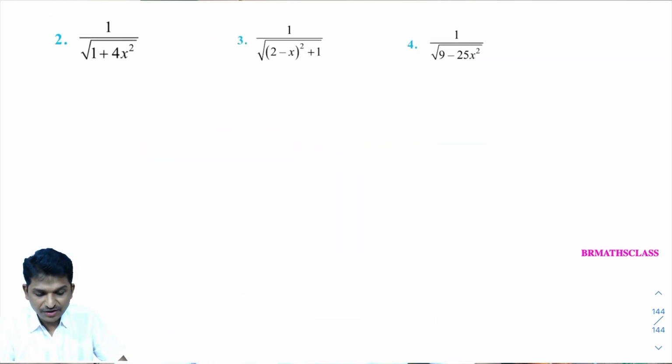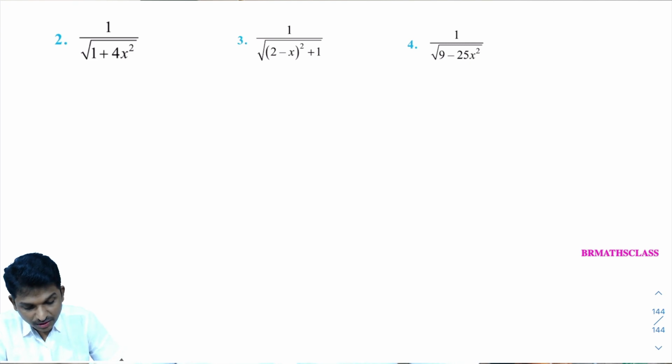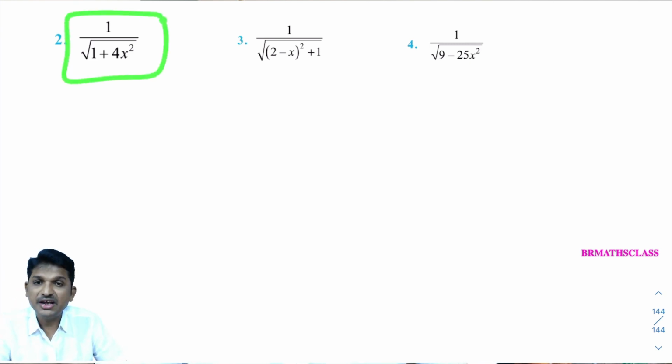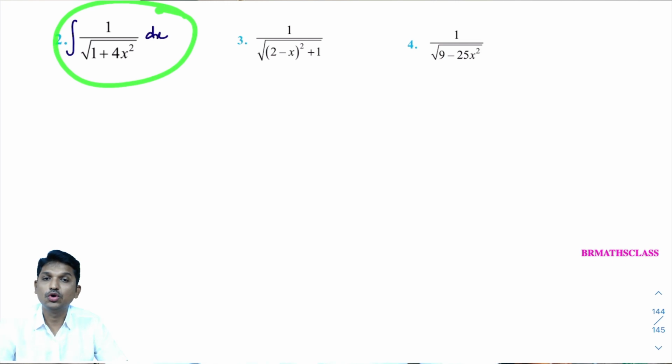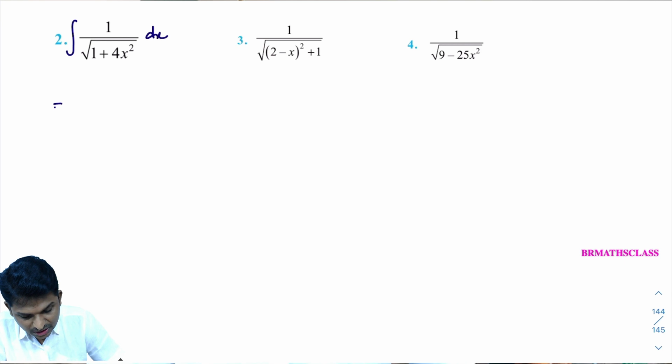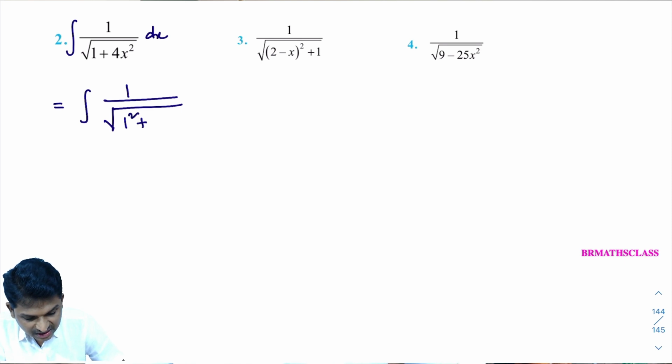These are the questions we have from exercise number 7.4. How to do these problems? Listen carefully, please. First point: you observe this one. What are they asking? They are asking to calculate the integral of 1 divided by root over 1 plus 4x square dx. How to calculate this? This is equal to the integral of 1 divided by root over 1 square plus 2x whole square dx, since 1 can be written as 1 square and 4x square as 2x whole square.